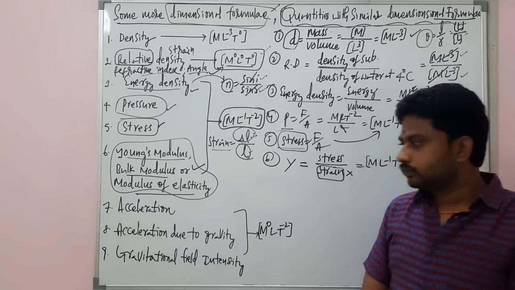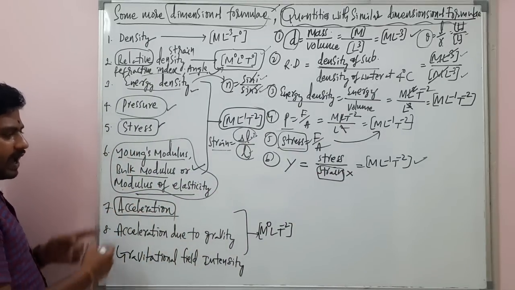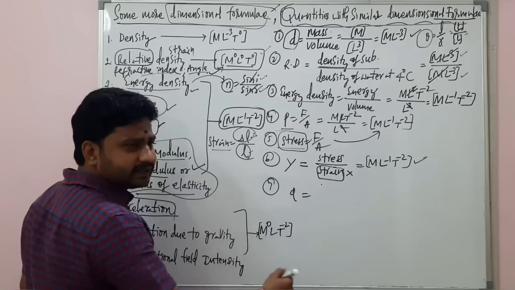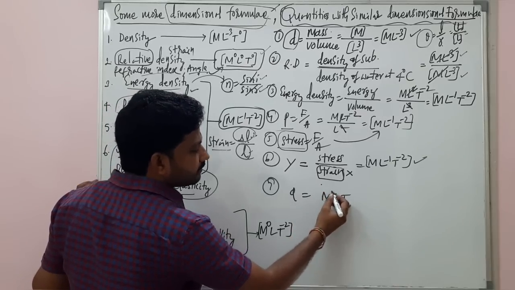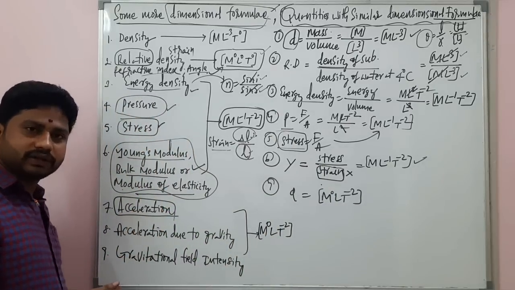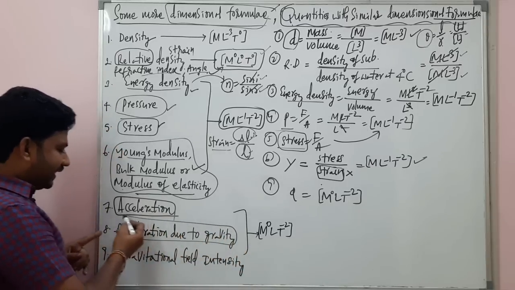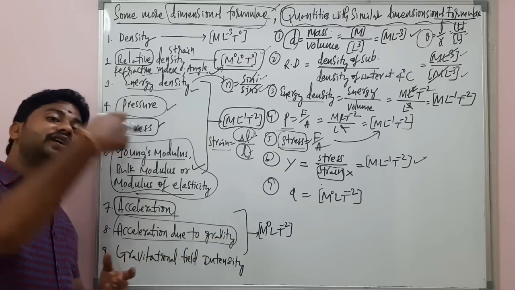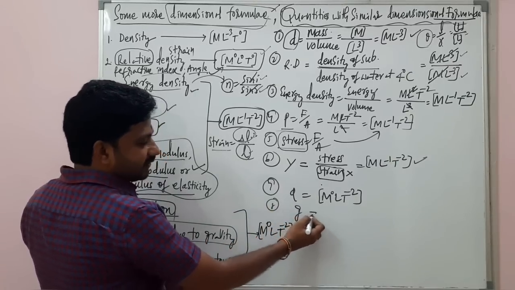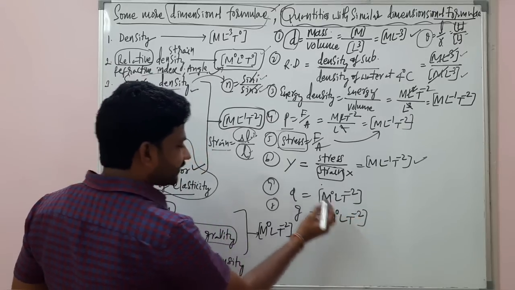Come back here. Acceleration. You know the acceleration a is equal to change in velocity by time, so the dimensional formula is M0 L T^-2. In the last class we have done acceleration. And acceleration due to gravity is also an acceleration, right? So this will be M0 L T^-2. This is also an acceleration.